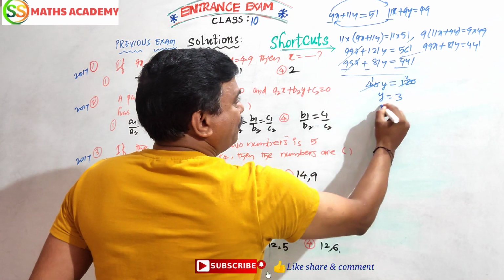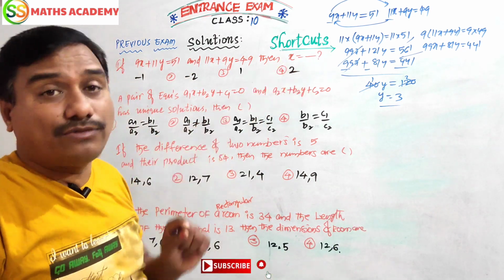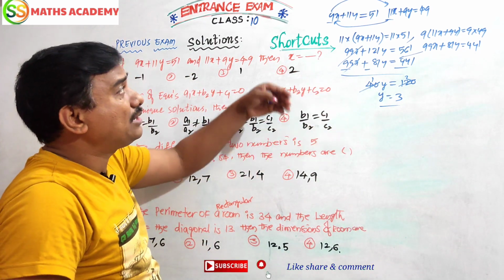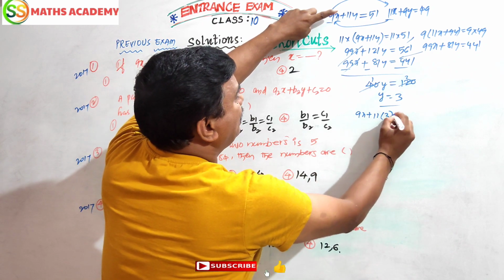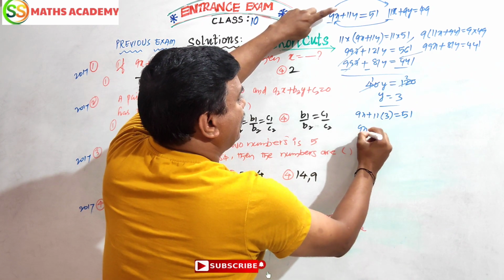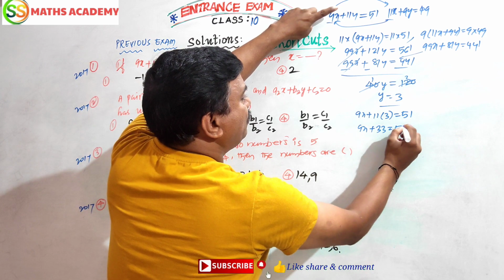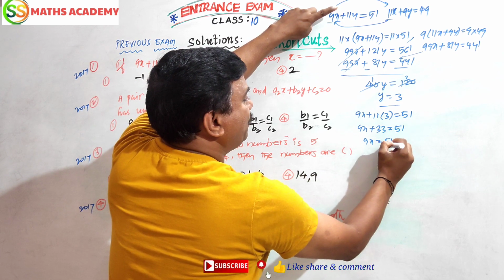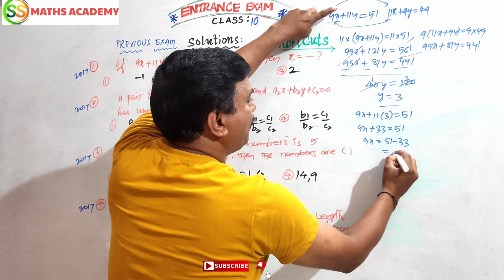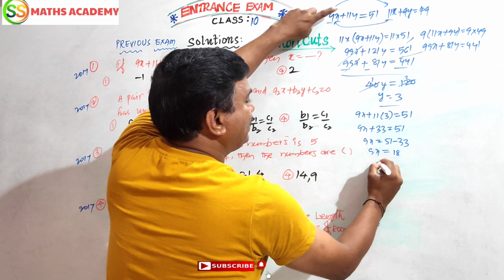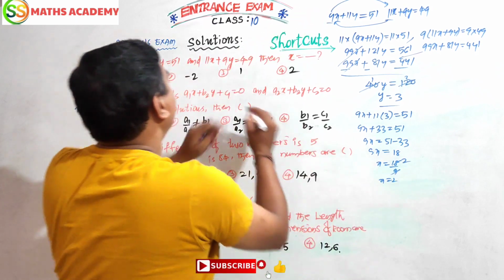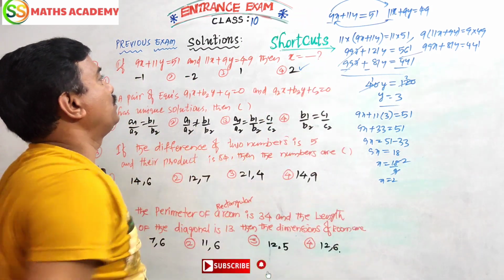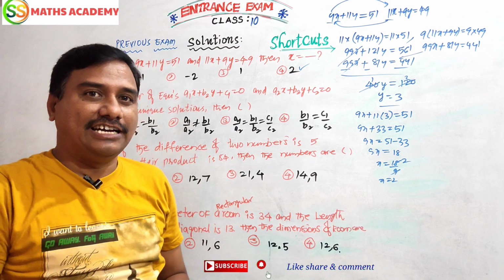We are getting the y value, but he is asking the x value. This y value we substitute here. 9x plus 11 into 3 equals 51. 9x plus 33 equals 51. 9x equals 51 minus 33, which is 18. So 9x equals 18, x equals 18 by 9, so x equals 2. X equals 2. This is the answer.